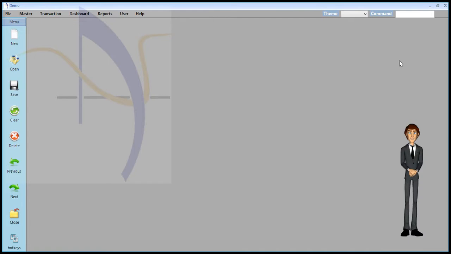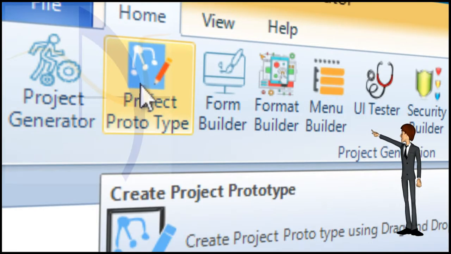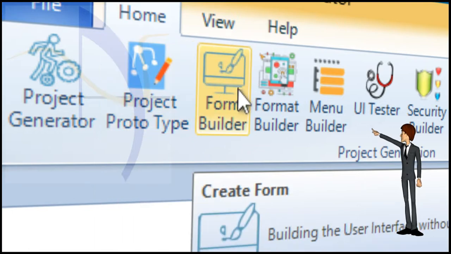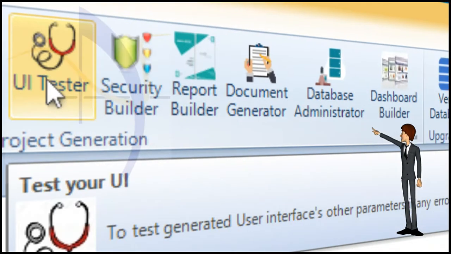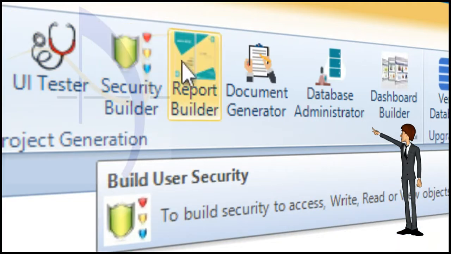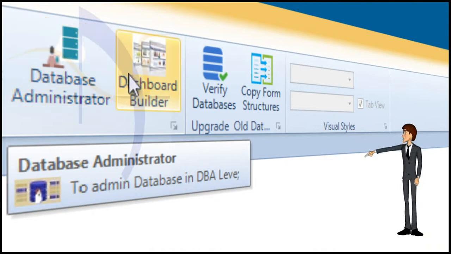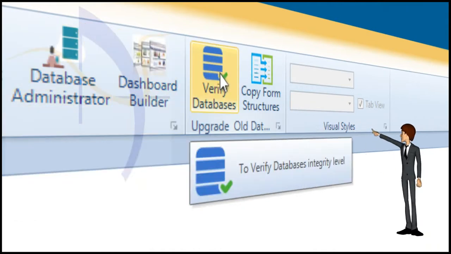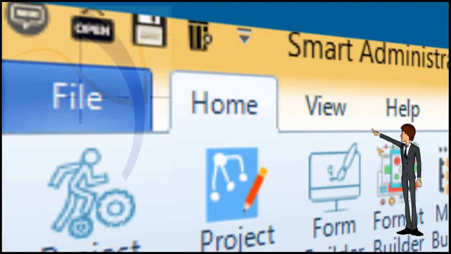Viewing Application Engine and Smart Designer GUI to create a new UI in this demo. The following features are incorporated with Smart Designer: Project Generator, Project Prototype Generator, Form Builder, Format Builder, Menu Builder, UI Tester, Security Builder, Report Builder, Document Generator, Database Administrator, Dashboard Builder, verifying old databases, and copying UI structures into a new one.